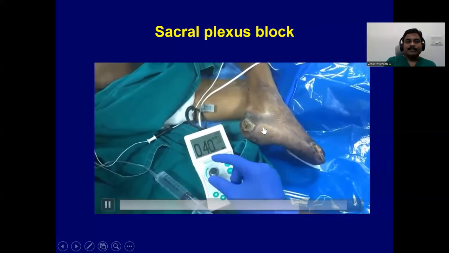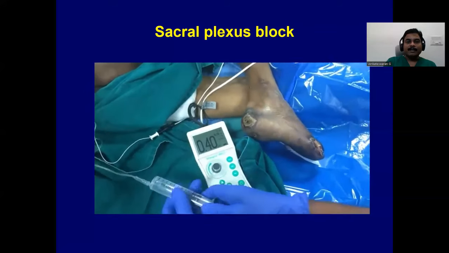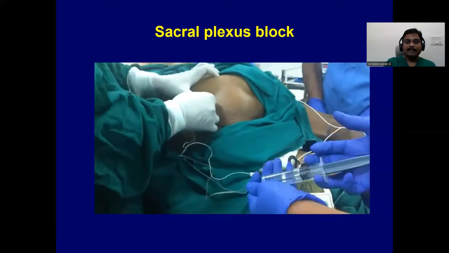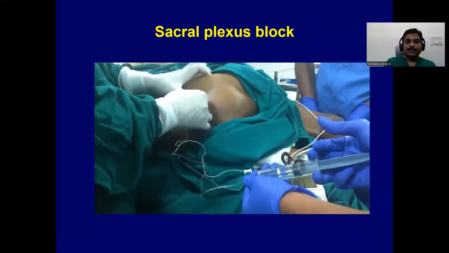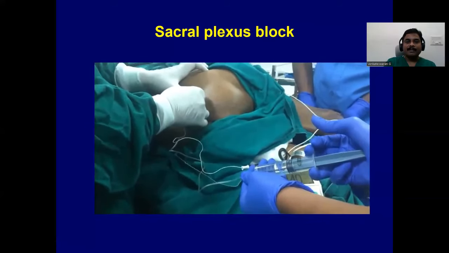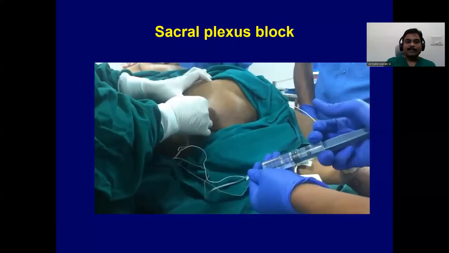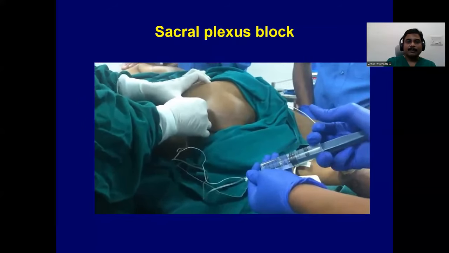Then once you see this, you start aspirating and injecting. So here also every 2 to 3 ml you aspirate and inject the drug. It's very, very important because these two plexuses are highly vascular. So here we give around 25 ml of the local anesthetic mixture you have taken. So this is how we give a sacral plexus block. Remember, every 2 to 3 ml you aspirate. The depth will be about 6 to 8 centimeters for reaching the sacral plexus.